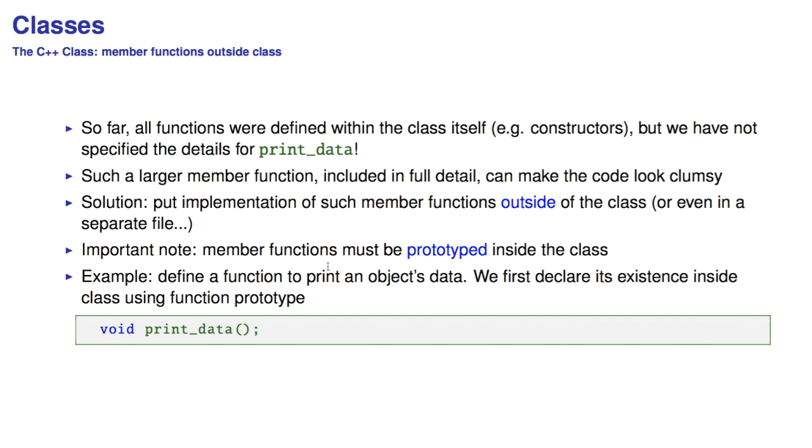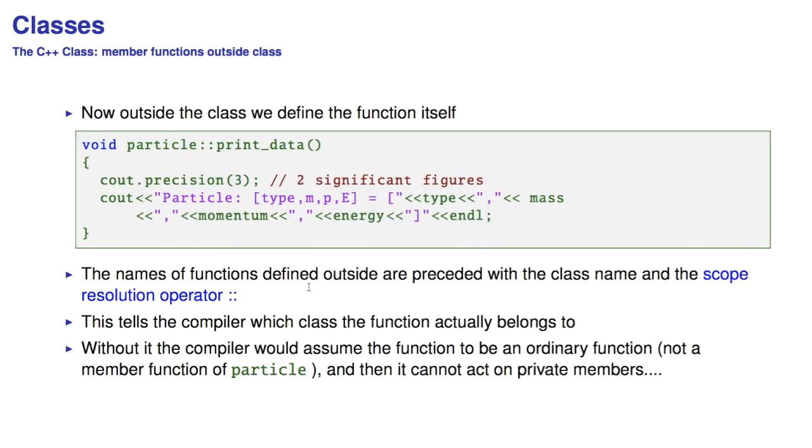The example I've used over here was the function that prints an object's data. You first declare its existence inside the class using the function prototype by saying void print data, and then outside the class you need to define the function itself. Notice over there that the declaration gets prefixed by the particle name and ::, and the :: is called the scope resolution operator.